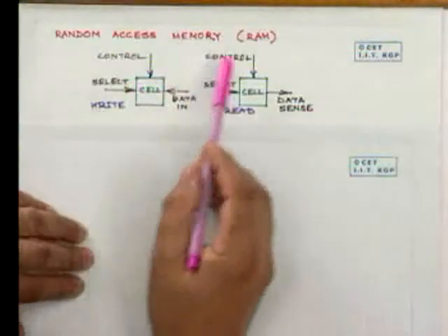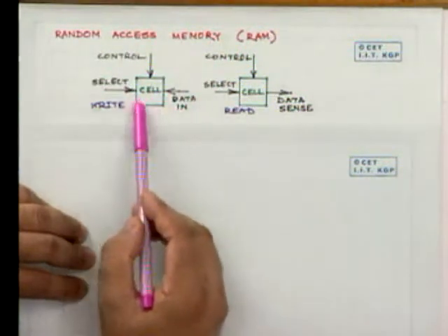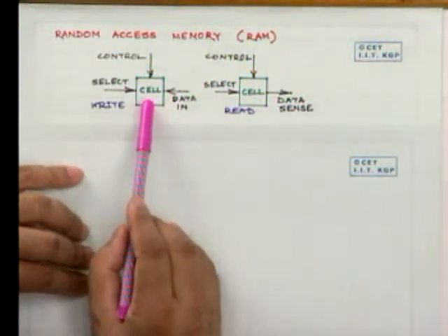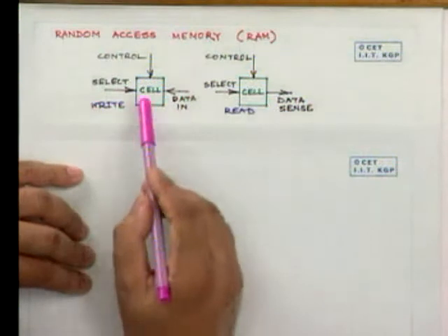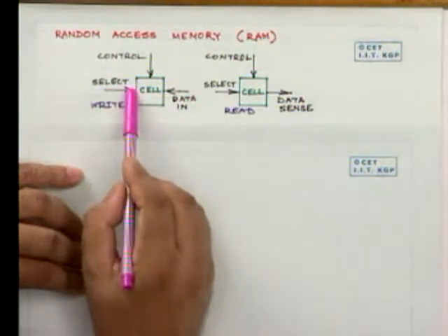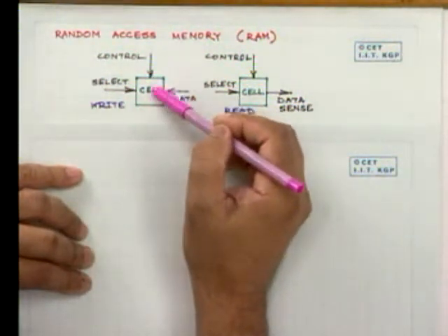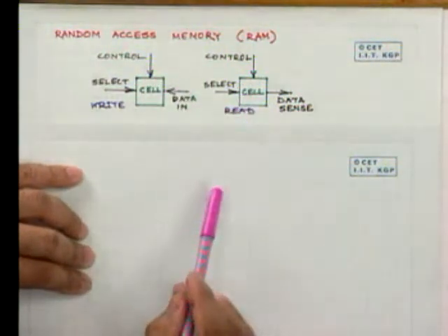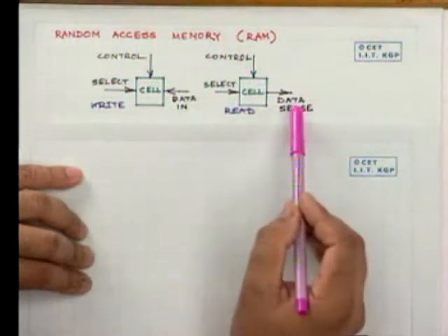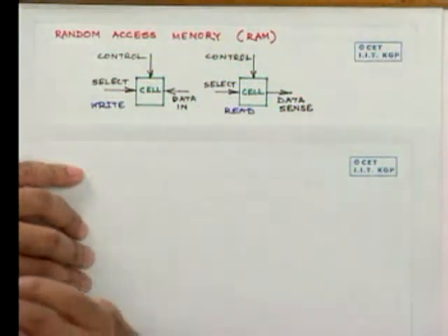Now, this random access memory consists of several cells. I have shown a cell here. Each cell can contain either a 1 or a 0. The inputs to the cell are a select input which selects the cell, and a control input telling what is to be done, either a read operation or a write operation. If it is a write operation, then there should be a data in. If it is a read operation, then there should be a data out or data sense.